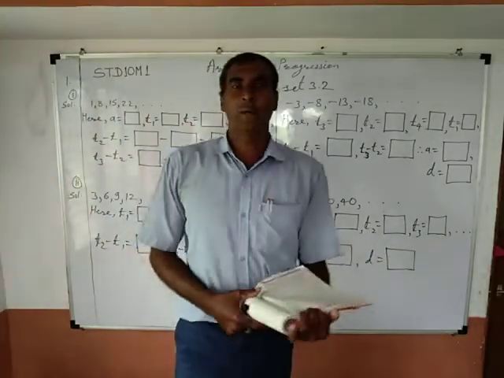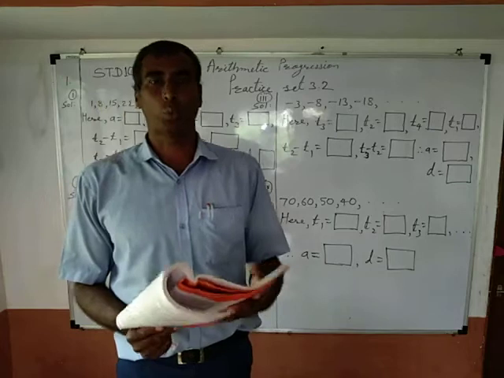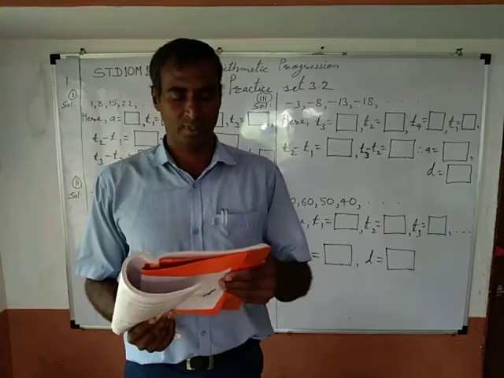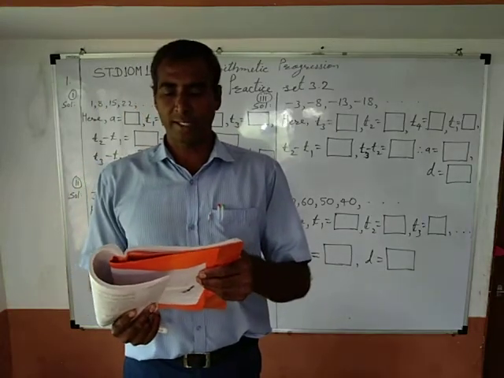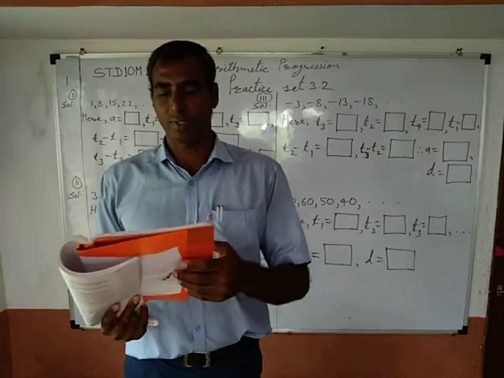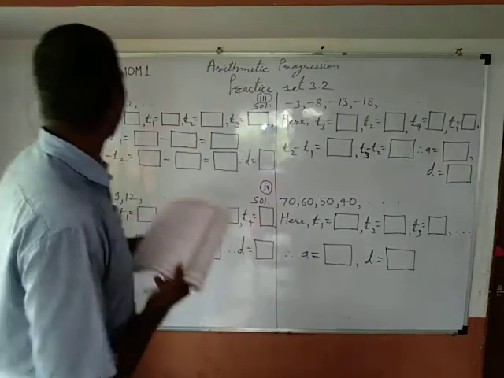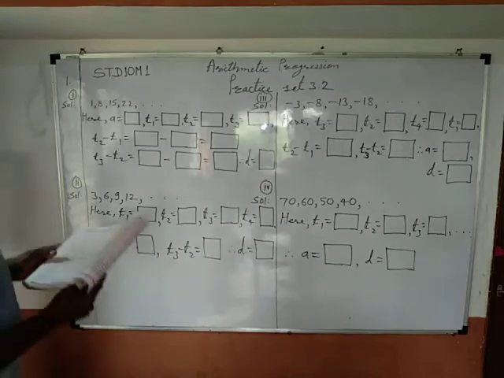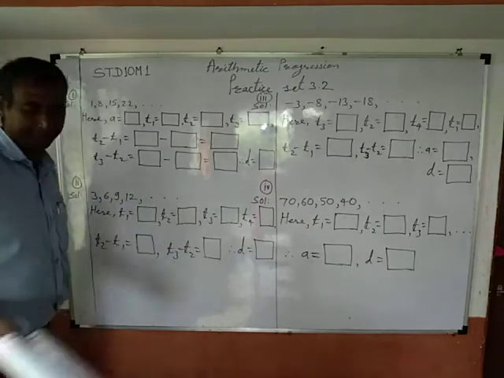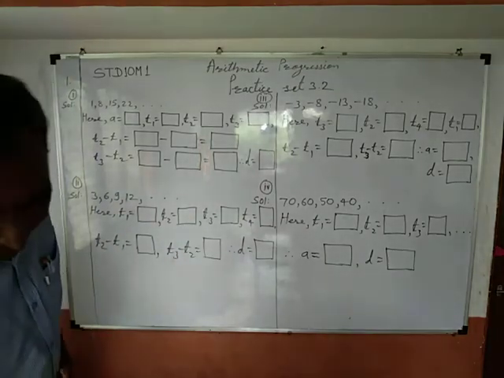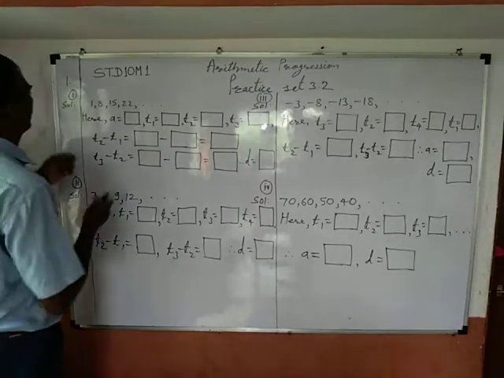Hello. Now let's solve practice set 3.2. Question first. Write the correct number in the given boxes from the following AP. Number 1: 1, 8, 15, 22. Let's write the solution of this question.